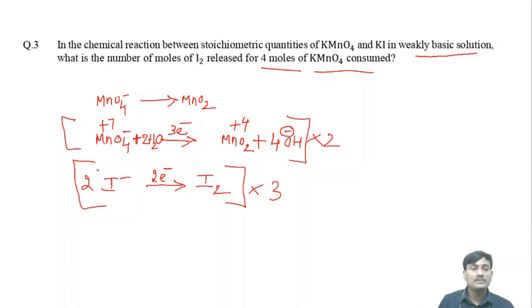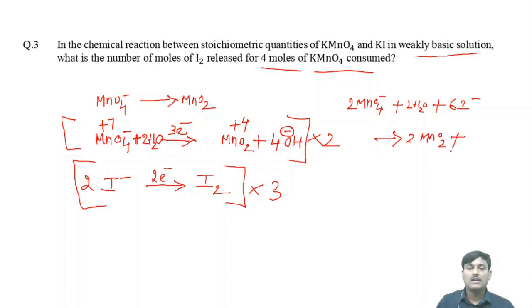So finally, what is the equation you will get? You will get 2MnO4 minus plus 2H2O. On the left side you have 3 into 2, 6I minus, gives rise to 2MnO2 and how many I2? 3 into I2, 3I2, and 8OH minus. This is the balanced equation.